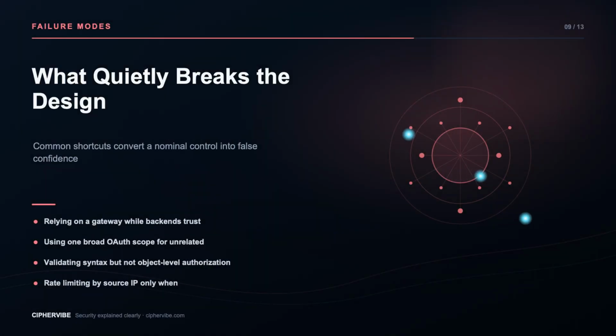Security architecture fails most often through assumptions, not dramatic movie-style attacks. First, relying on a gateway while backends trust any internal request. Second, using one broad OAuth scope for unrelated operations. Third, validating syntax but not object-level authorization. Fourth, rate limiting by source IP only when identity is available.